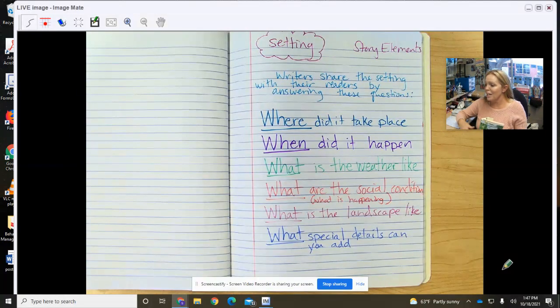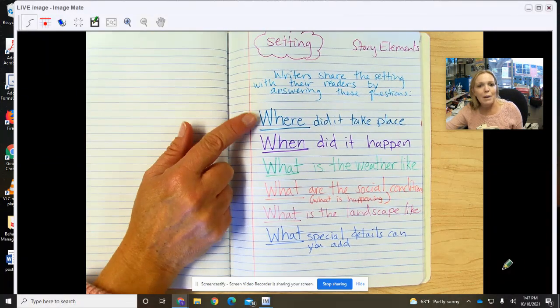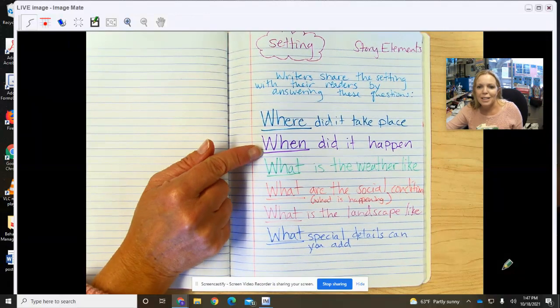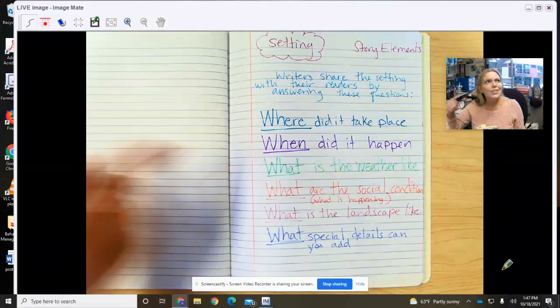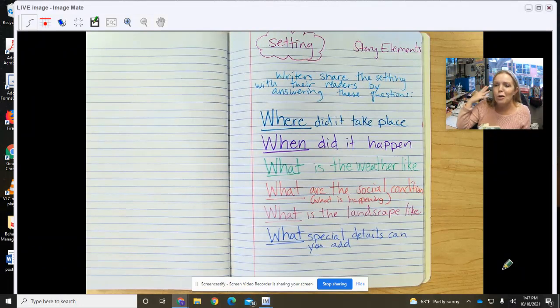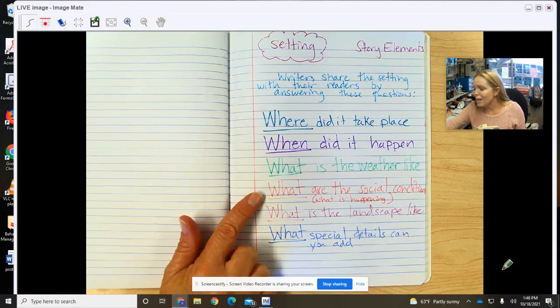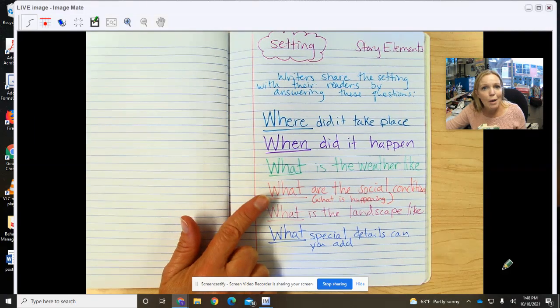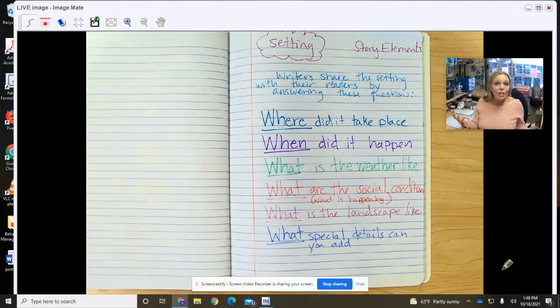Now, the setting can be answered in many different ways, and today we took notes by including where did it take place? When did it happen? What is the weather like? Authors love to include the weather because it helps paint that picture of where your character is. This is a big one. What are the social conditions? Basically, what is happening? So that can include an action, because an action might help identify what the setting is and what's happening. We're going to talk about that.